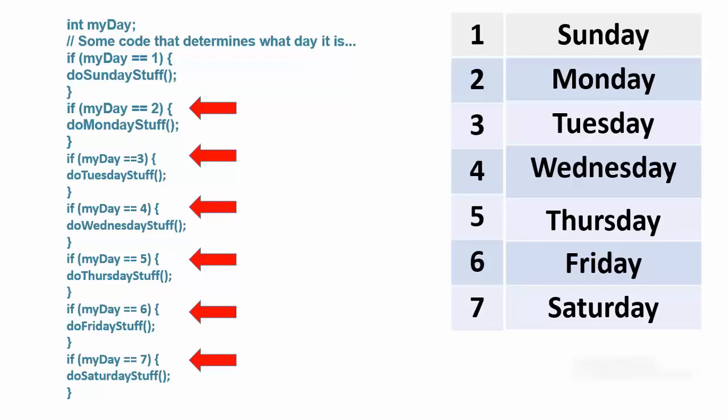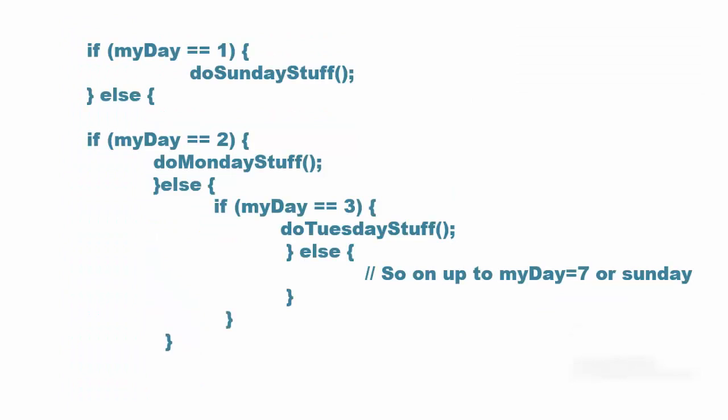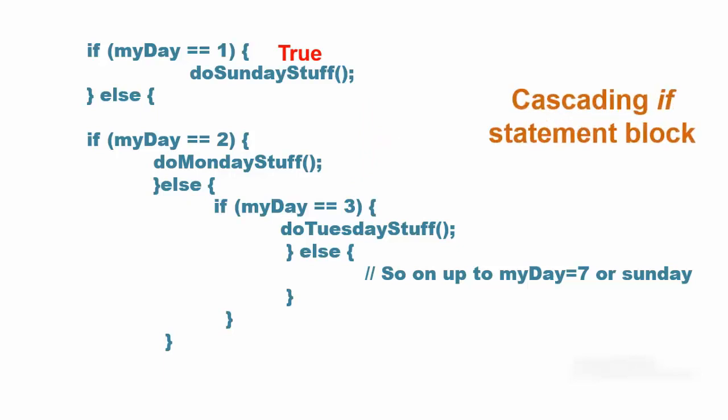So we need to fix this and simplify this code as follows. According to this code, when the variable equals 1, then the function doSundayStuff is called and all of the rest of the if tests are skipped because the first else clause is never executed if the first relational test is true. This is called a cascading if statement block. So, a cascading if statement block is good because it does not have to go through all the relational tests if the first test is true, unlike the example which we discussed previously.